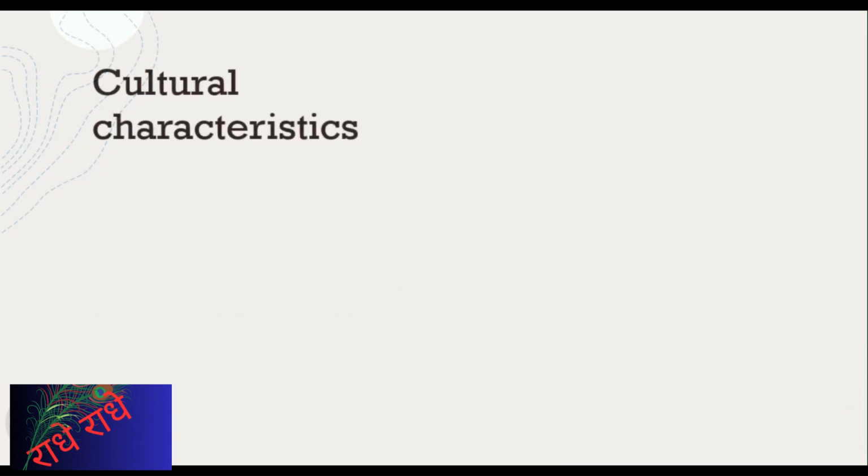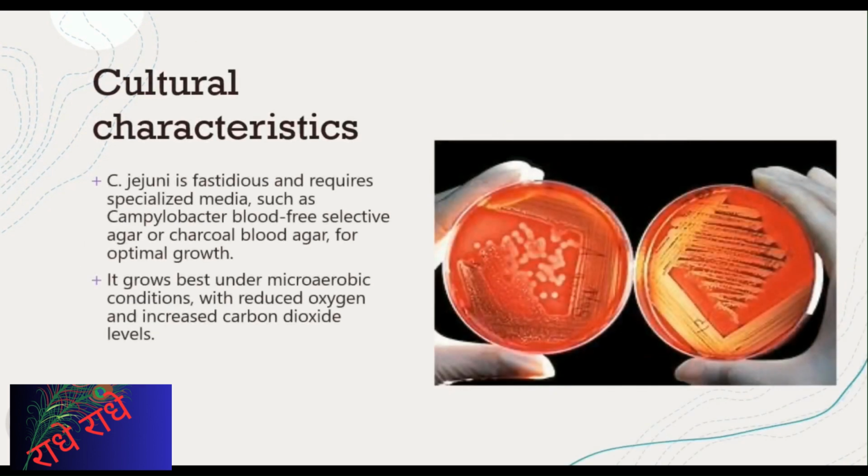C. jejuni is a fastidious bacterium which necessitates particular, specialized media for its optimal growth. To ensure the most favorable results, the media must be devoid of any blood products. This microorganism thrives in microaerobic conditions, that is, conditions with reduced oxygen levels and augmented carbon dioxide levels.